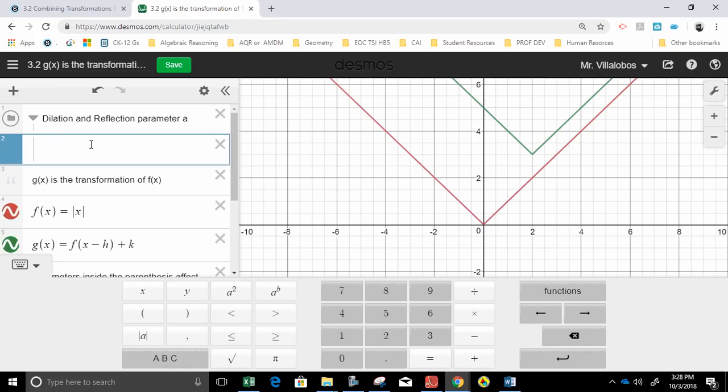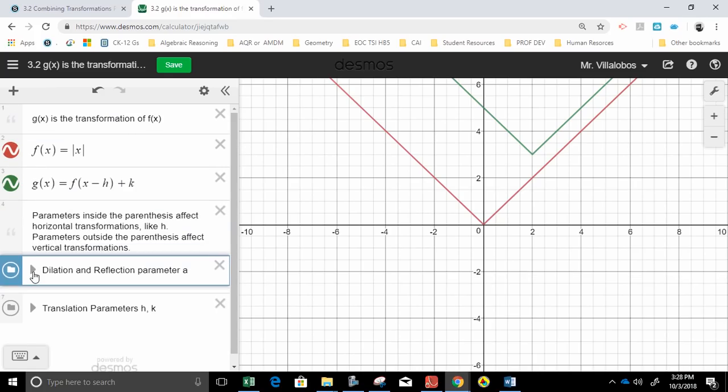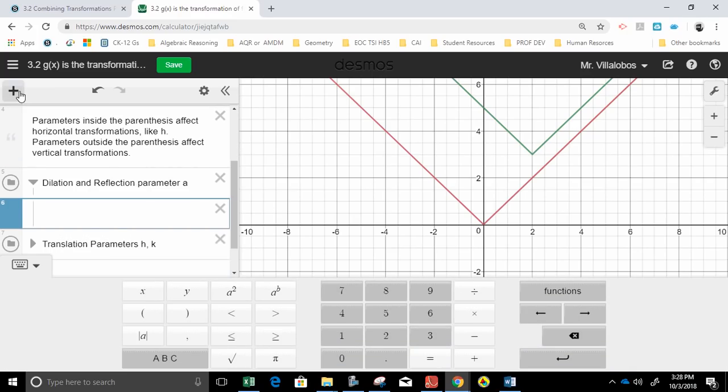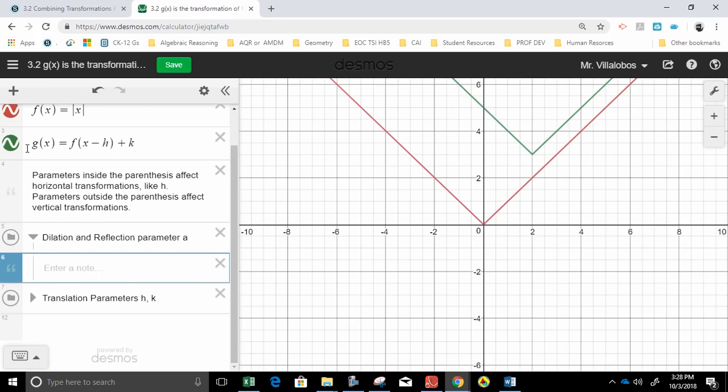So, here we go. We got to add a parameter here, and I forgot to add it. That's okay. So, I'm going to write that a. I'm going to add a note, and the note is this: a dilates f of x. Yes, of course. Dilates f of x. Okay, I can also use the words stretches or compresses.